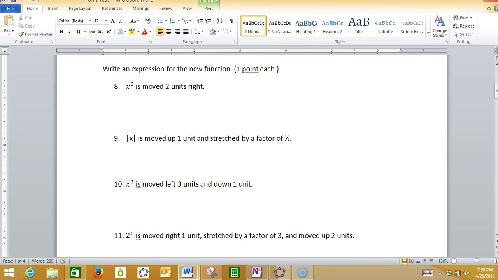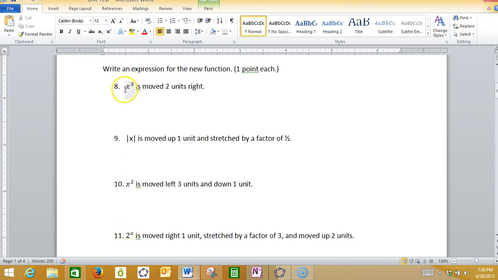Hey guys, this video is for problems 8 through 11 on the test, where we write an expression for the new function. What we have here is a parent function. We have a cubic, some number cubed, the absolute value, squaring a number, and taking 2 raised to some power. We have 4 different parent functions.